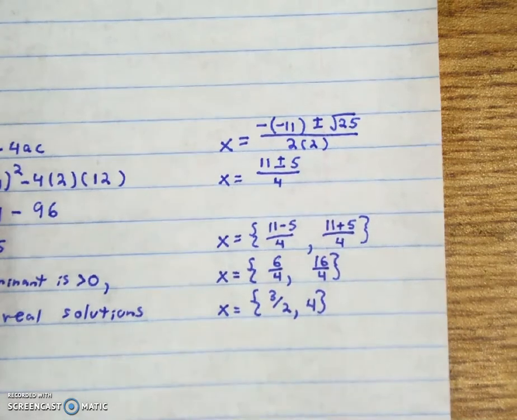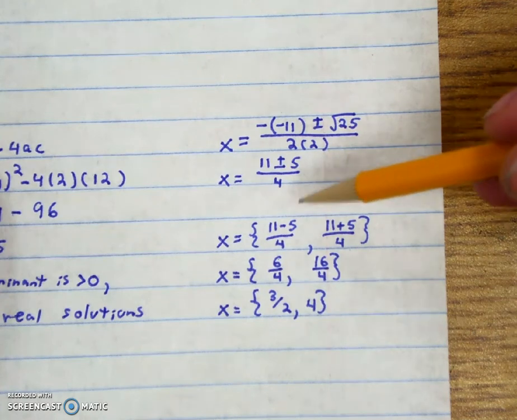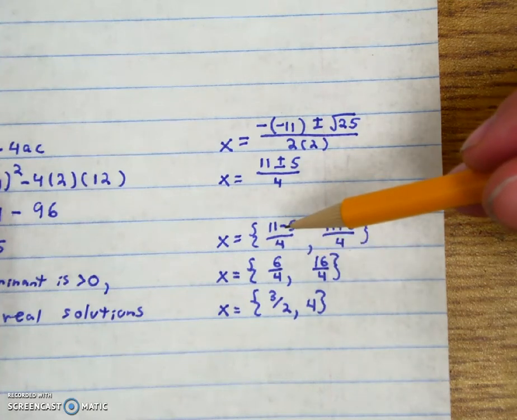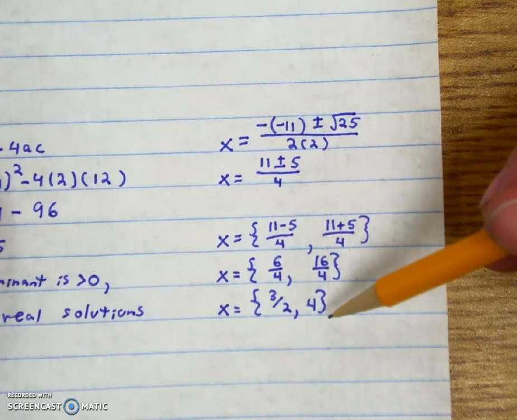And then, wow, deja vu again. We get x equals 11 plus or minus 5 over 4. So we get 11 minus 5 over 4, and 11 plus 5 over 4. And we combine, we simplify this out. We get 6 fourths, which goes to 3 halves. We get 16 fourths, which goes to 4.